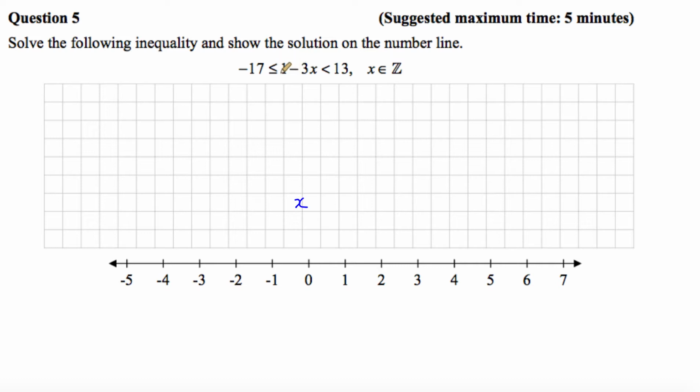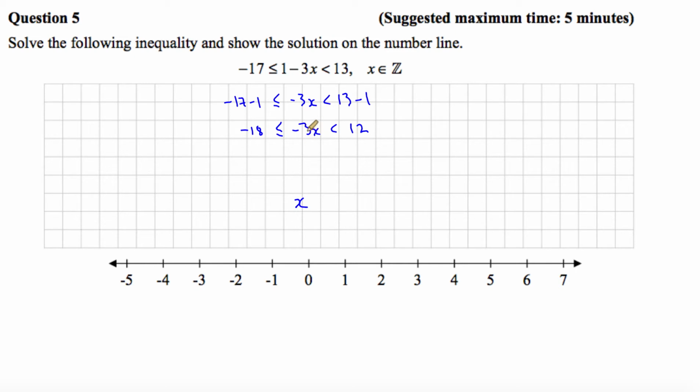So the first thing I'm going to do is subtract 1 from both sides to get rid of this 1 here. So I get minus 17 minus 1, which is less than or equal to minus 3x, which is less than 13 minus 1. So that's 1 subtracted from everywhere. That gives me minus 18, which is less than or equal to minus 3x, which is less than 12.